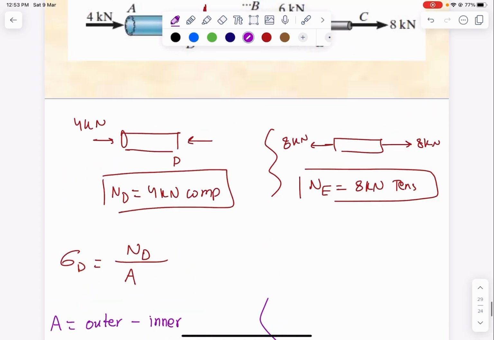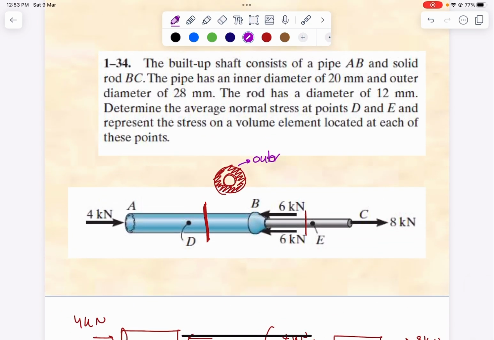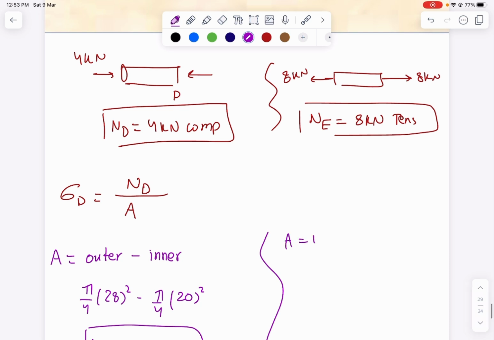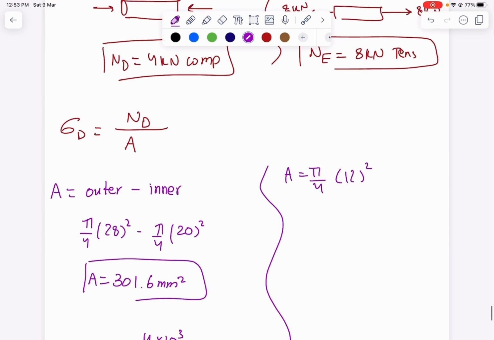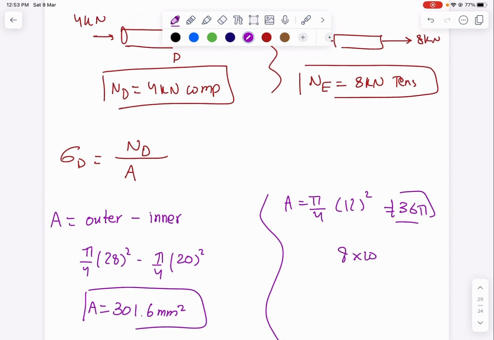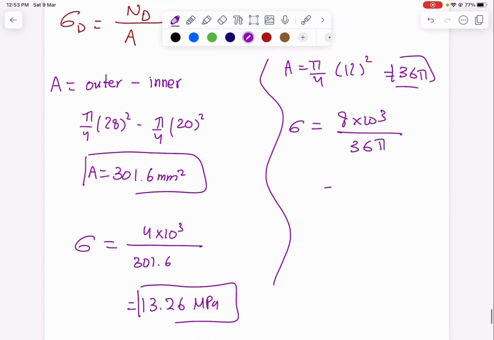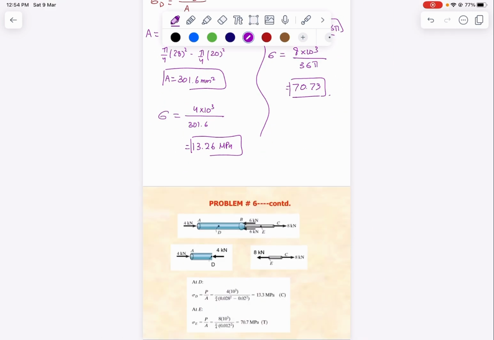Now for this one, the area of the rod, it's a 12, so area is equal to pi over 4, 12 squared. And that is 36 pi. So 8 kilonewton divided by 36 pi in order to get the average. And it's 70.73. Now we reached the end of this lecture.